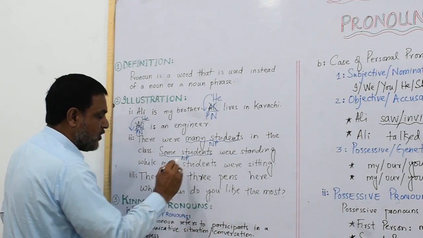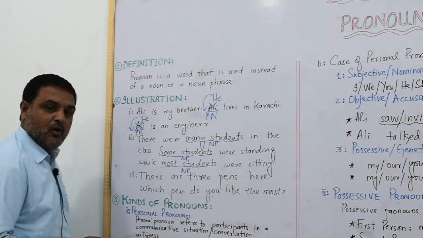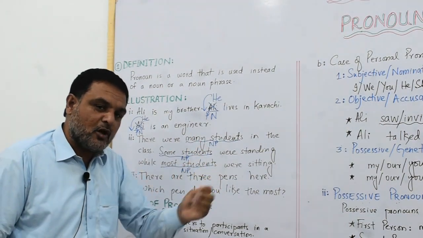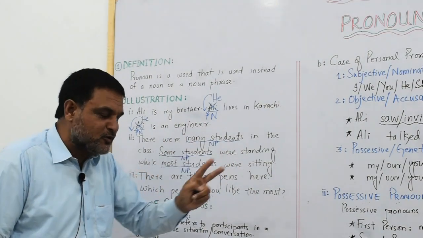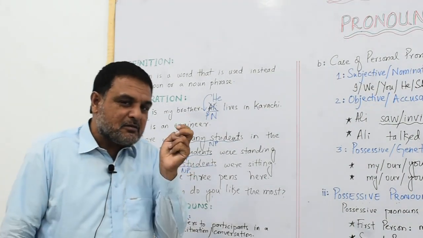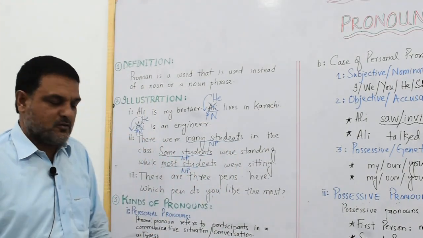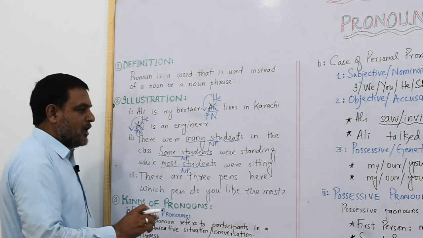This is also a noun phrase, and in this case, most students is also a noun phrase. These 2 words, some students, refer to persons, so they are also a noun phrase. Most students, both these words combined together refer to persons, so they are also a noun phrase, so there is no doubt about that.